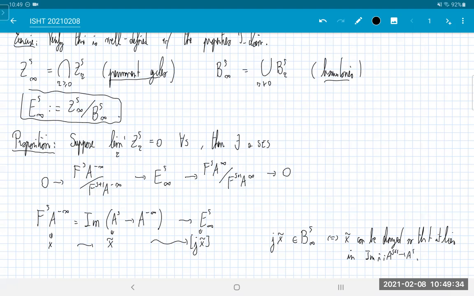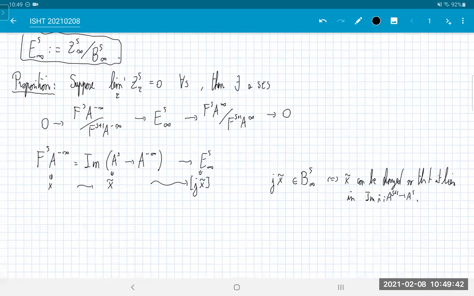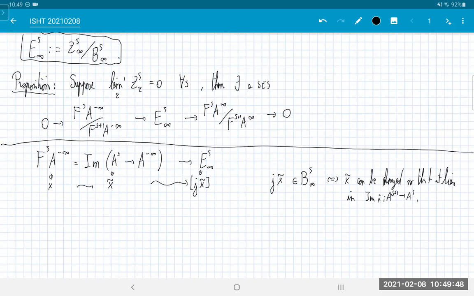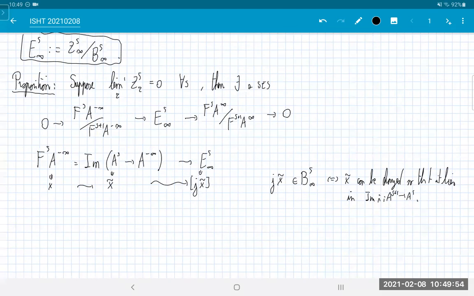And you can, okay, I'm not giving enough details, but there is the complete proof in the notes. But the point I want to make is that if, for example, A_infinity is zero, which is the case we're going to be interested in today, then this infinity page is exactly the associated graded that we wanted to study.